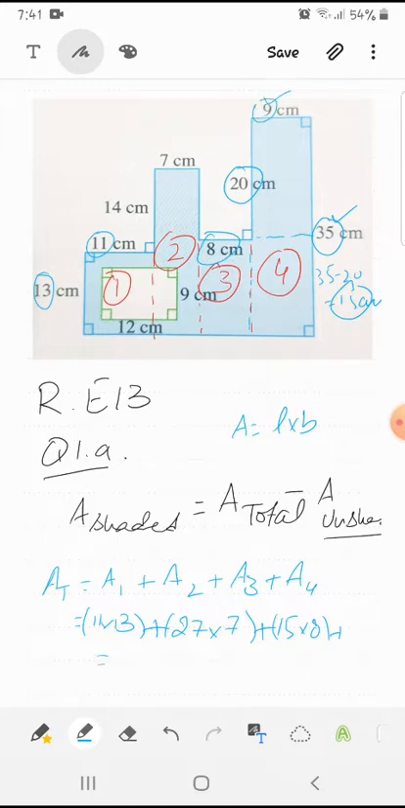As you can see, it says 35 into 9. So from here we get a total of 767 centimeters square.